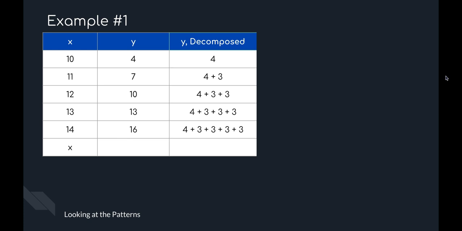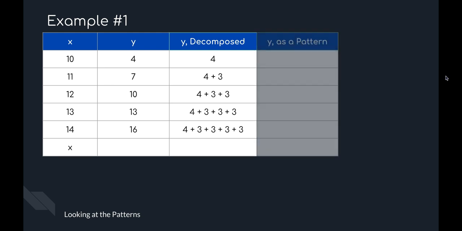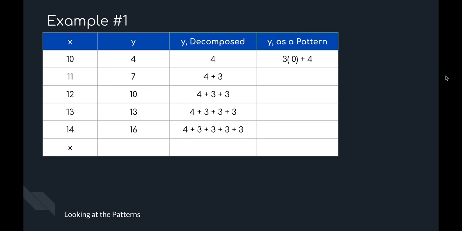The next thing we're going to do is expand the table again to show the pattern of the addends that we're using. Initially, we just have 4, and we're increasing it by no addends of 3. Then we increase it by one addend of 3, and so on.